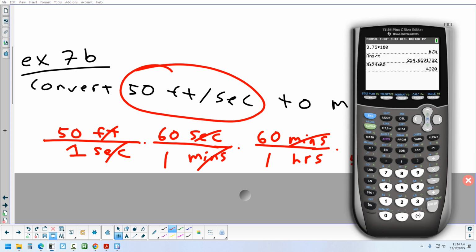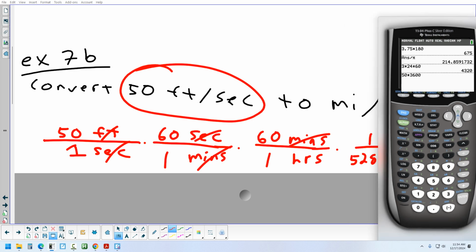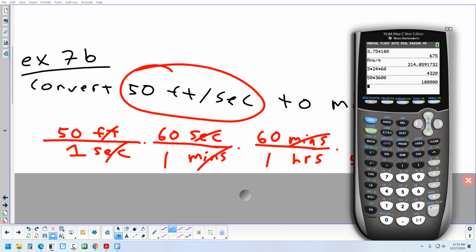So multiply everything in the top. 50 times 60 is 3,600. Divide by 5,280. So if an object is traveling at 50 feet per second, that's about 34.09 miles per hour.